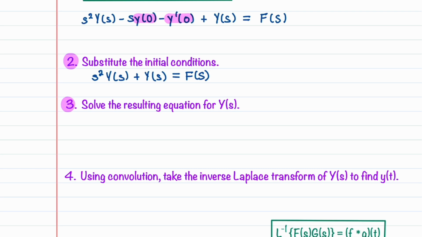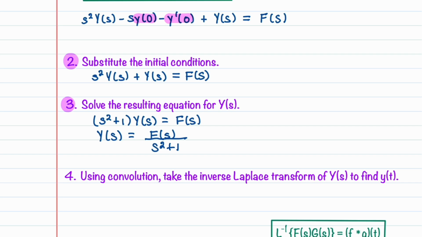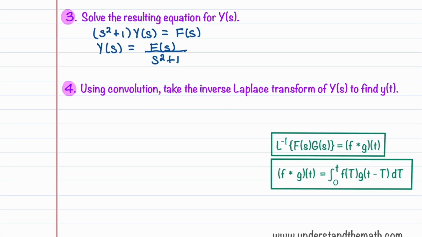In step 3, we're just going to solve this equation for capital Y of s. We can write this as s squared plus 1 times capital Y of s is equal to capital F of s, and then we get capital Y of s is equal to capital F of s, all divided by s squared plus 1. In step 4, we're going to use convolution to take the inverse Laplace transform of Y of s to find y of t.